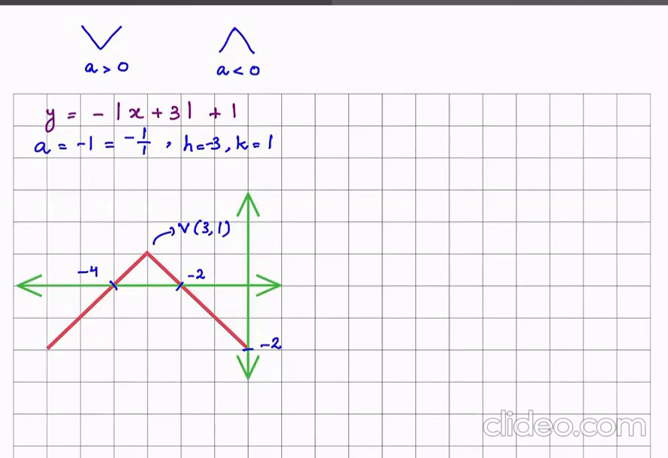Okay, so we have another question. Let's say y is equal to modulus of 2 minus x minus 1. So now it is 2 minus x actually. So since we need x to be positive, we will take -1 common. So this will become x minus 2.